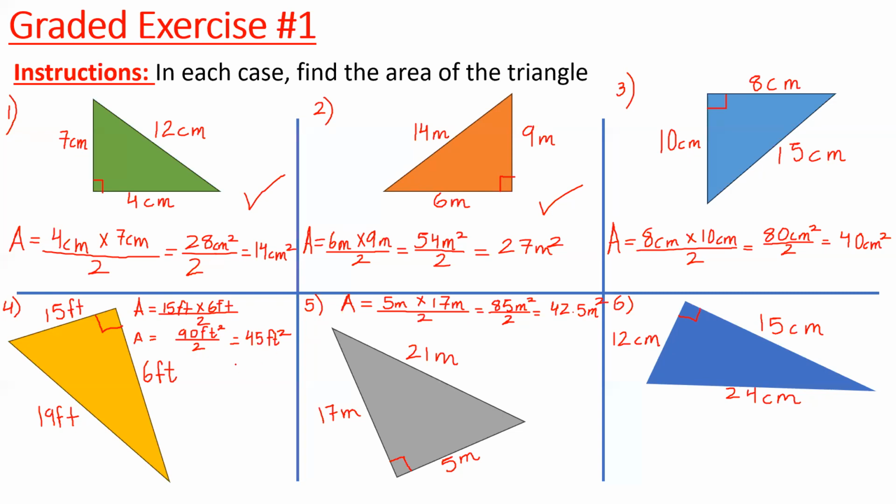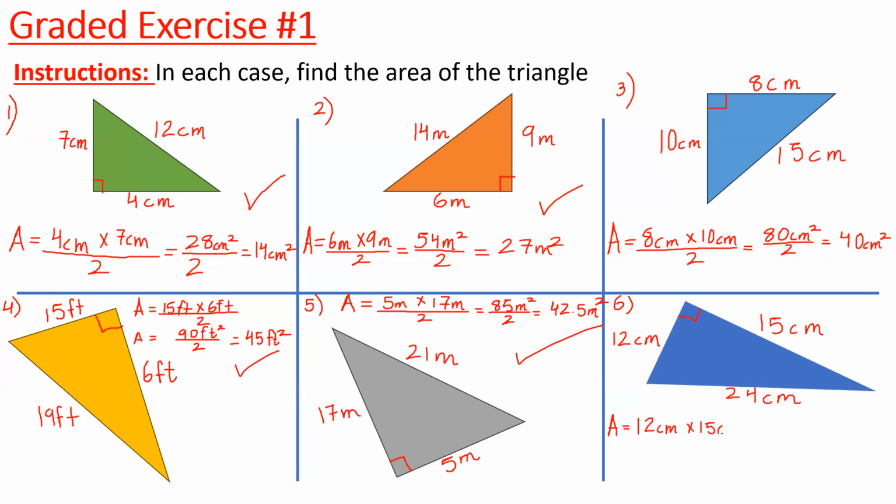How many persons got that one? I did. I got it. Very, very good. Now let's do the final one, number 6. The base is what? I put it as 12. It is 12 centimeters. And what's the height? 15 centimeters.